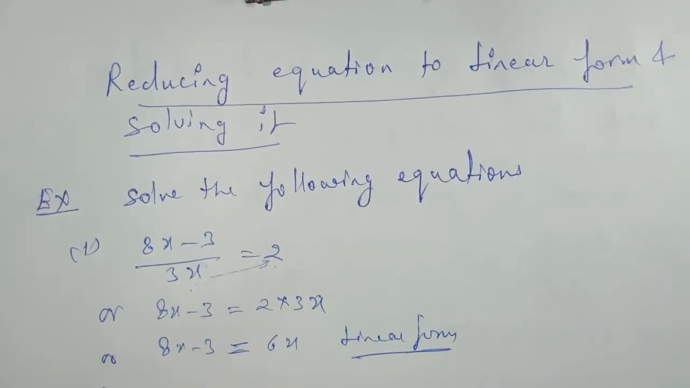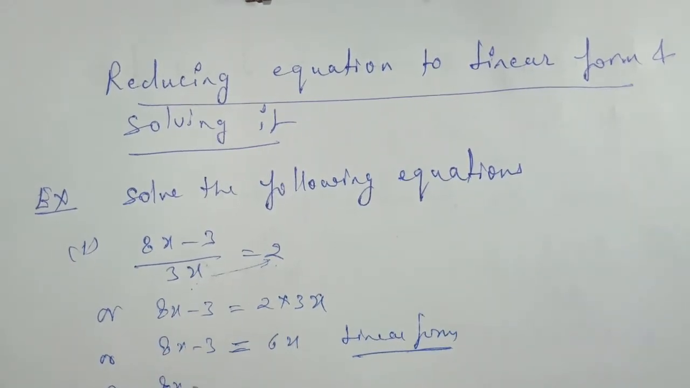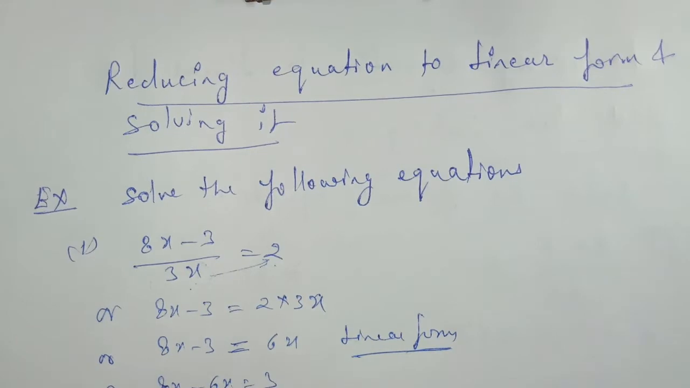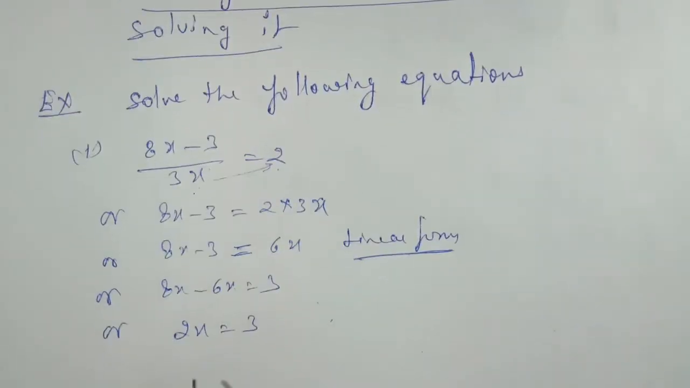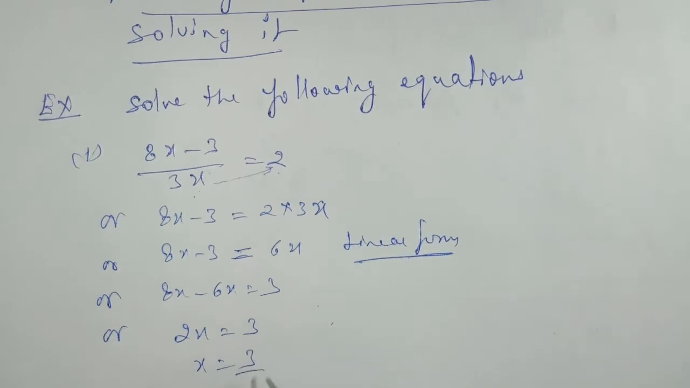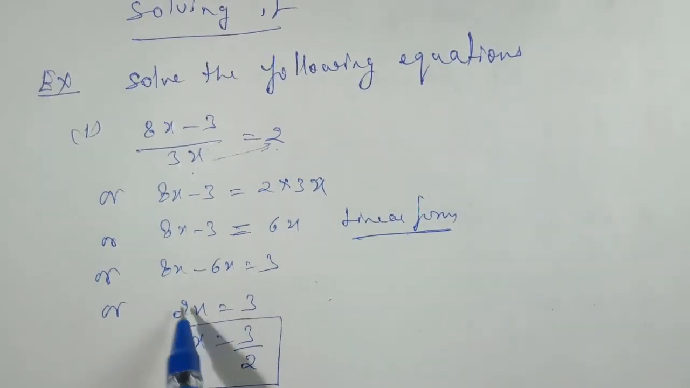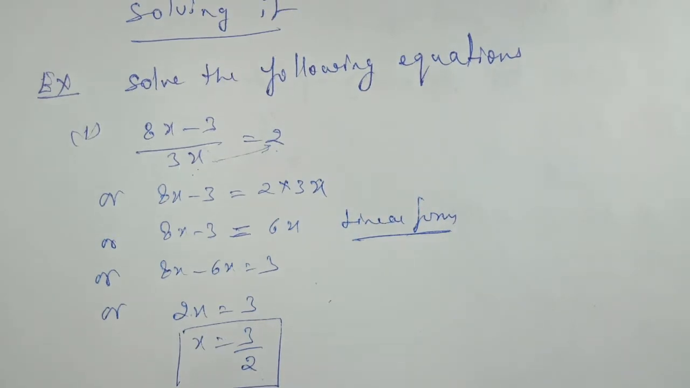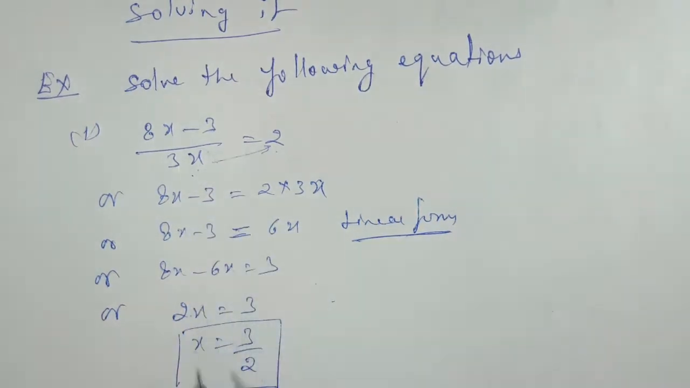Now, as we do the calculation in the linear case, we get 8x minus 6x equal to 3. Subtracting both, we get 2x equal to 3. Transposing 2 to the other side, it gives 3 upon 2, because 2 is in multiplication, so on the other side it moves to division. This way we can reduce any equation to linear form and then solve it accordingly.